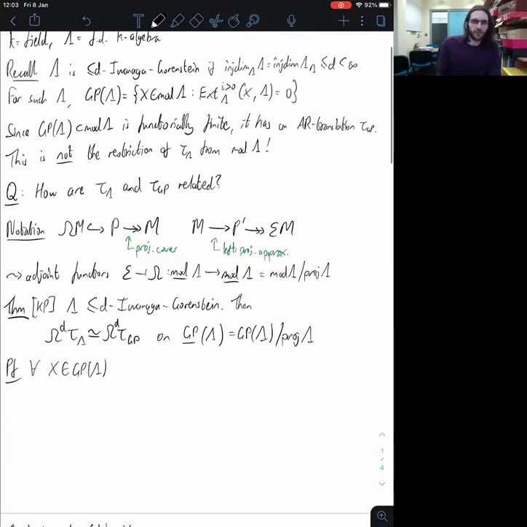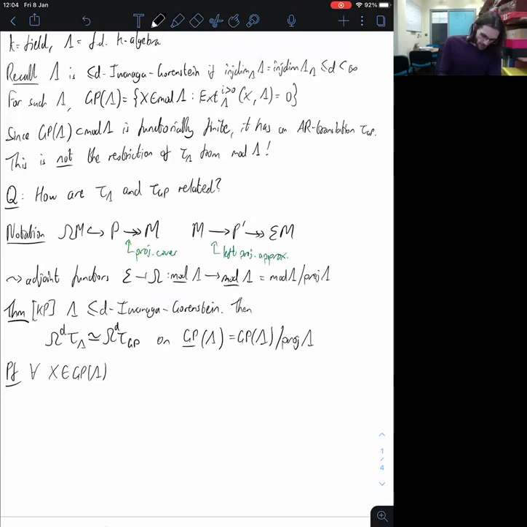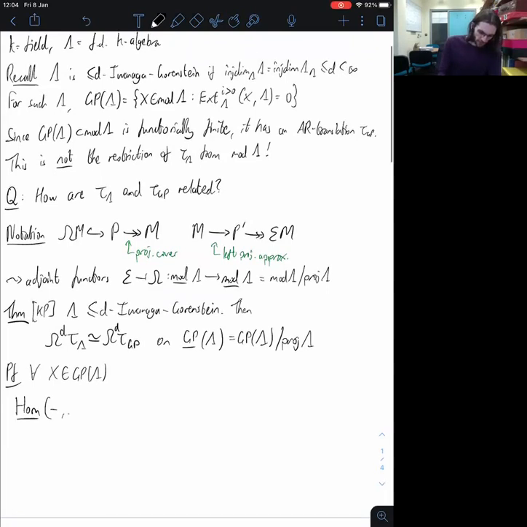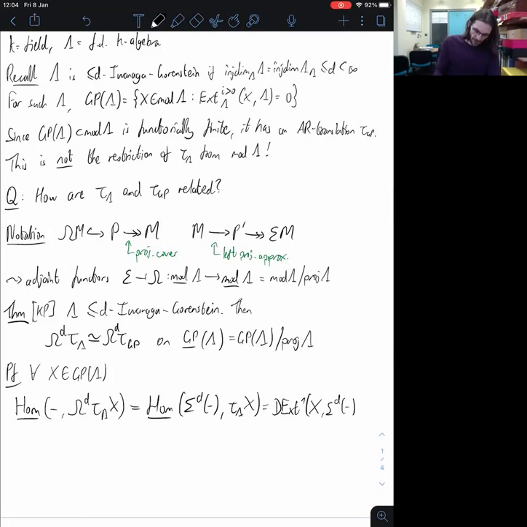So I'm going to even try and give you a proof of this. And that works as follows. Let me consider stable morphisms, morphisms up to projectives, into omega^d tau Lambda of X for some Gorenstein projective X. Well, the first thing I can do is apply adjunction to turn the omega into a sigma. And then I can apply the Auslander-Reiten formula to get the dual of Ext^1(X, sigma^d of -).